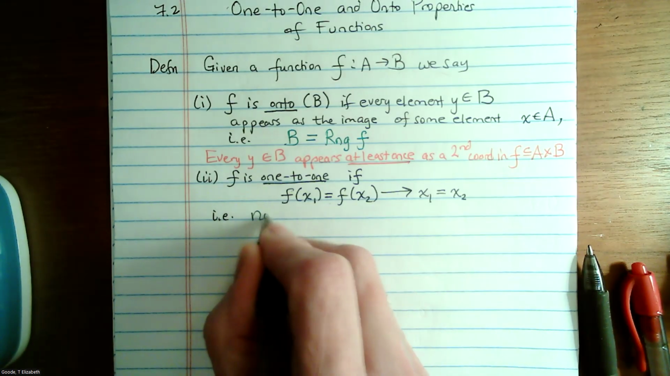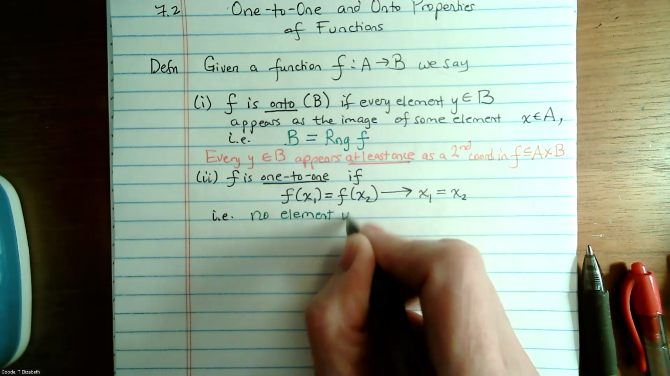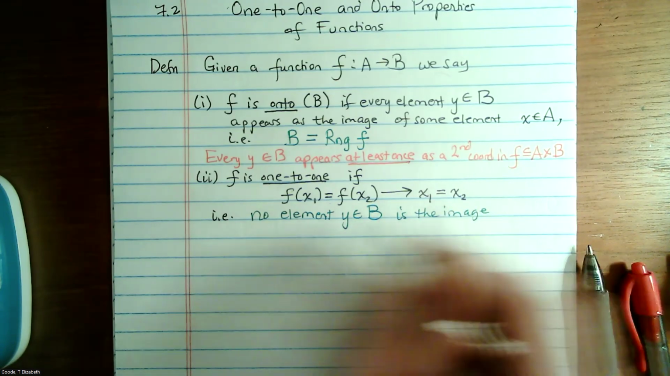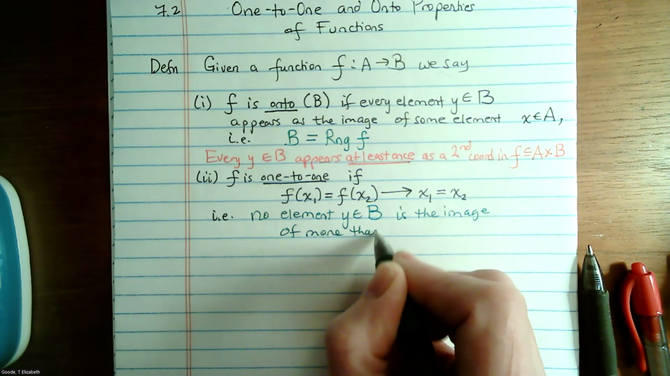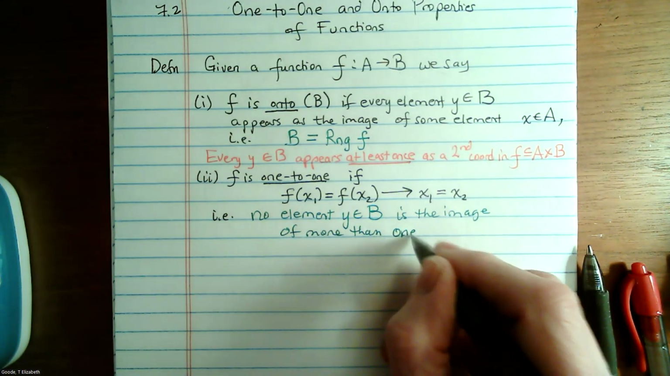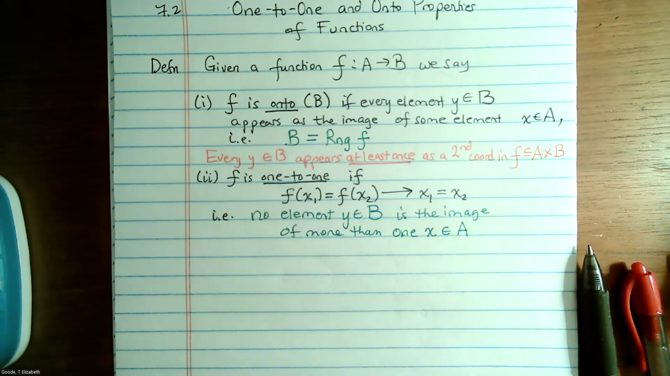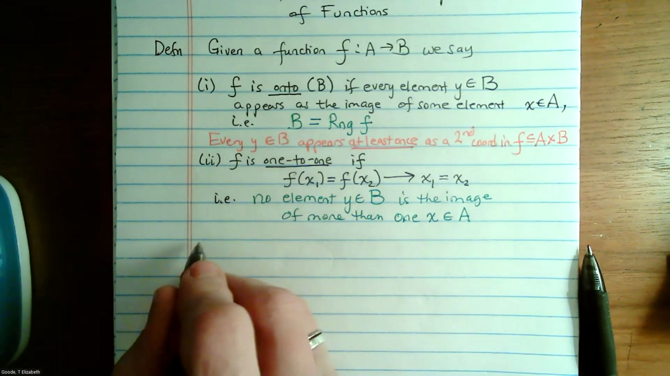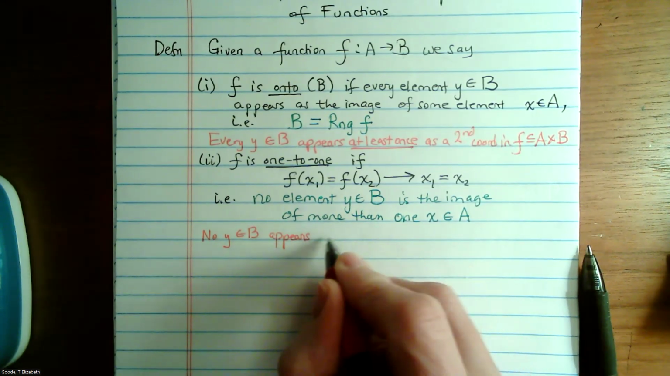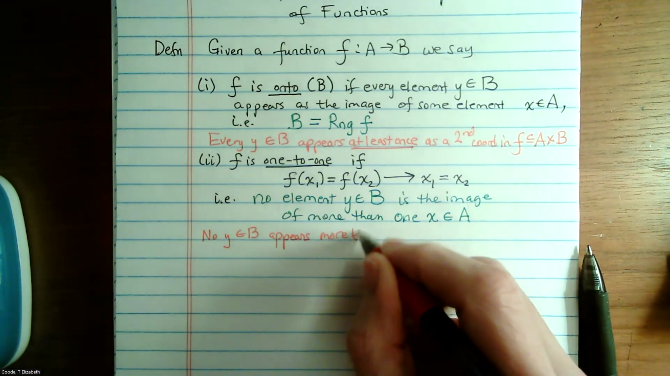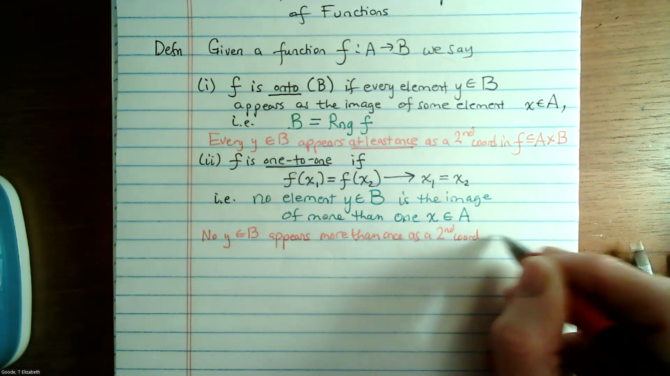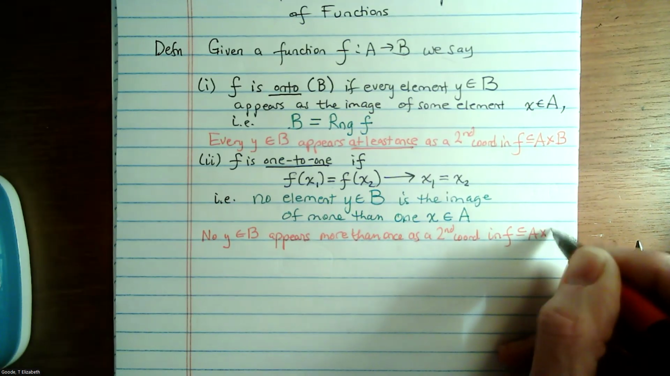But another way to think about it is that no element Y in the codomain B is the image of more than one X in A. Another way to think about it to try to correspond with this is no Y in B appears more than once as a second coordinate in F, which of course is a subset of A cross B.